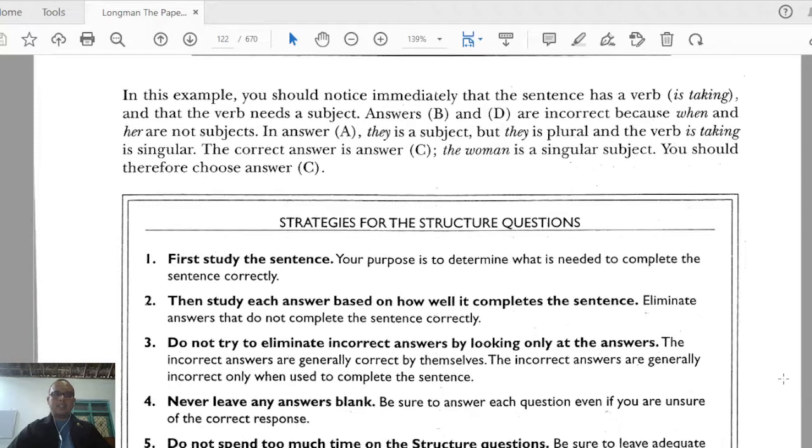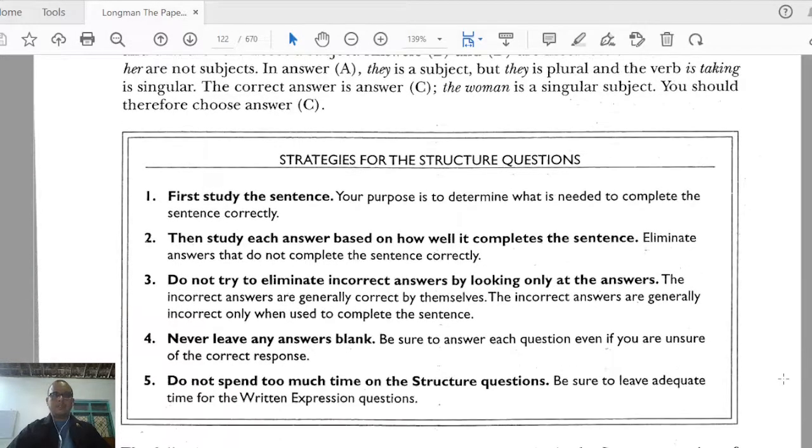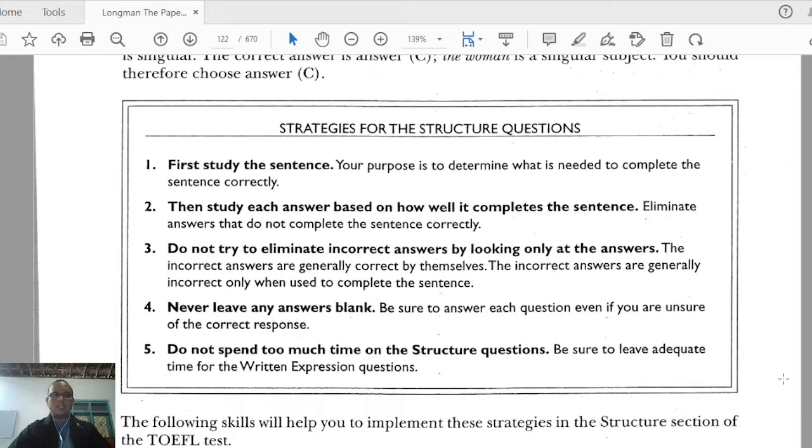Now here we have the strategy for the structure question. First, study the sentence. Your purpose is to determine what is needed to complete the sentence correctly. Then, study each answer based on how well it completes the sentence. Eliminate answers that do not complete the sentence correctly. Do not try to eliminate incorrect answers by looking only at the answers. The incorrect answers are generally correct by themselves. The incorrect answers are generally incorrect only when used to complete the sentence.